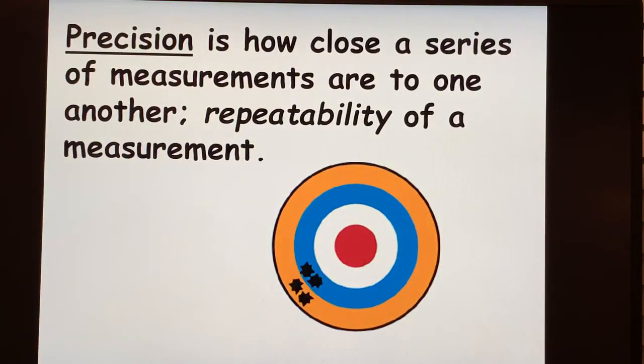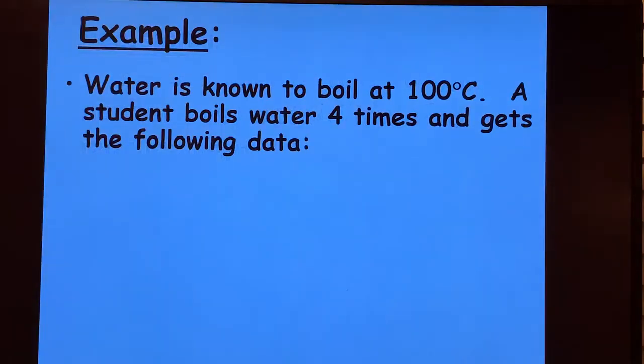So what is precision? Precision is how close a series of measurements are to one another. It's the repeatability of a measurement. So here you see a target with 4 holes. Now, the shooter did not hit the bullseye. The shooter, however, did get all of their shots in a very close and similar area. And that's where the repeatability comes in. So this is a precise grouping of shots, but there's a problem with it.